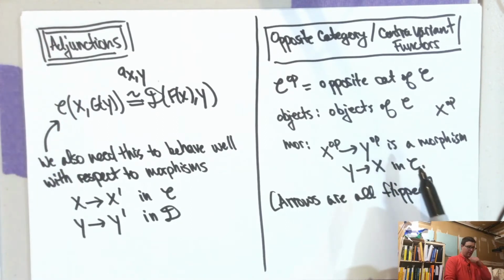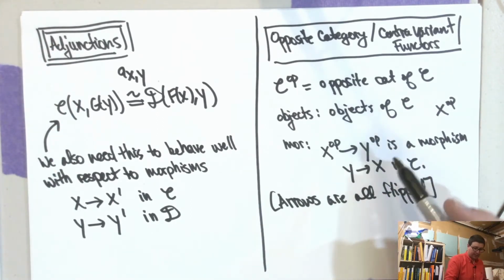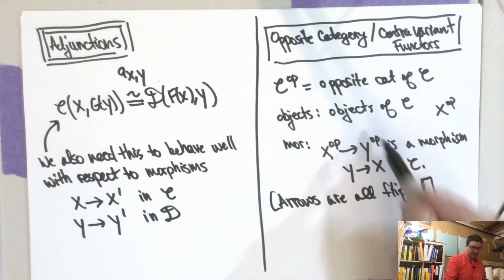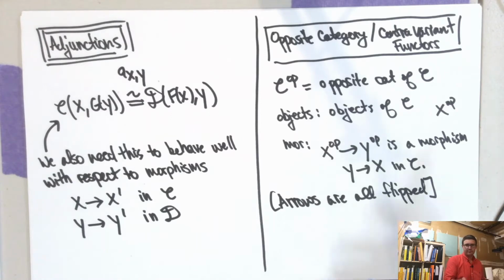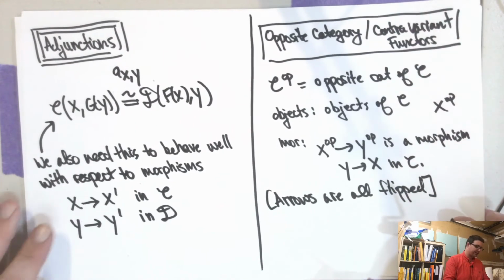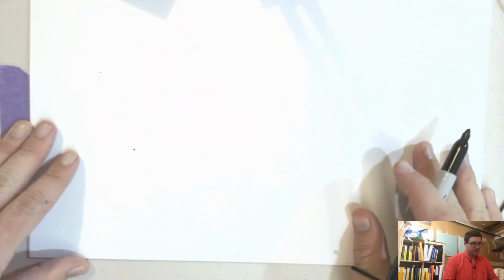Sometimes we won't write the op and will just write it with the arrows flipped. Sometimes we add the op when it's ambiguous and we want to be extra clear, but sometimes it gets in the way and it's not the best way to write things. Okay, so this is what the opposite category is. Now let me tell you what a contravariant functor is.